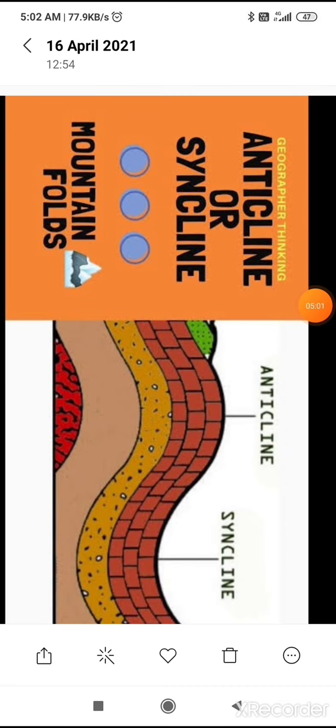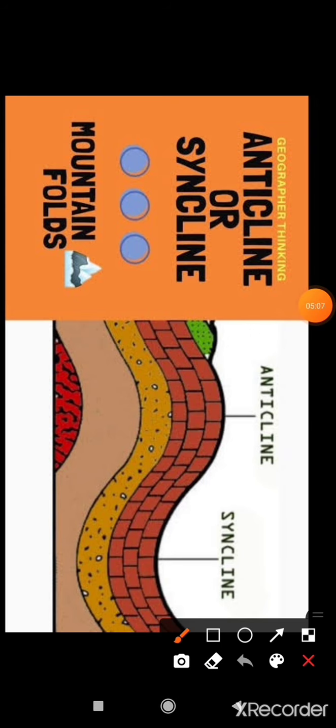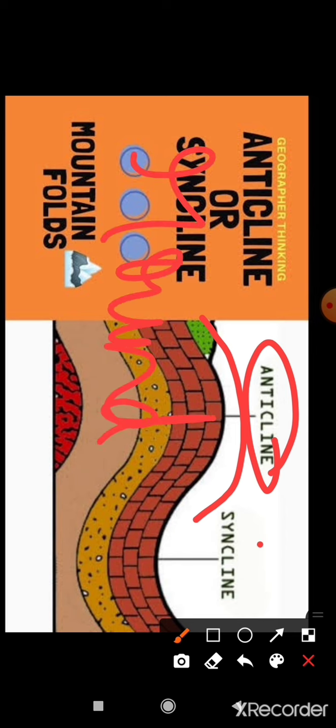Okay, now we are going to discuss what anticlines and synclines are. From this image it is very clear that anticlines are forming a peak, they are in round shape. Okay, and the second one is synclines, so they are curving downward and they are forming valleys because they are curving downward.